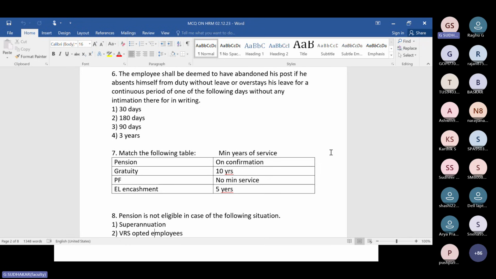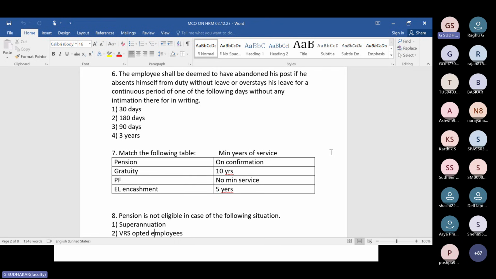This is very important. 180 days? No, 90 days. The answer is 90 days. For 3 months, if you are silent, with no intimation to the office, you will be deemed to have abandoned the post. Very important, but nobody is imposing this. But in the CDA rule, it is there. Even if he overstays leave and doesn't seek an extension, it is deemed that you have abandoned the post and you will be terminated automatically. So the answer is 90 days. That is the correct answer. Very important question.